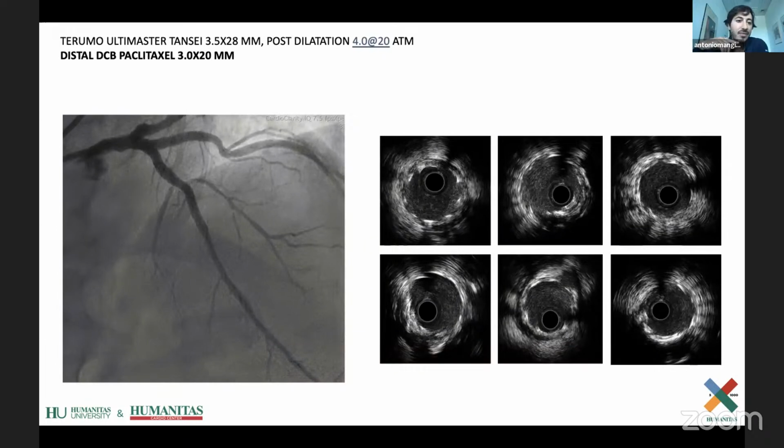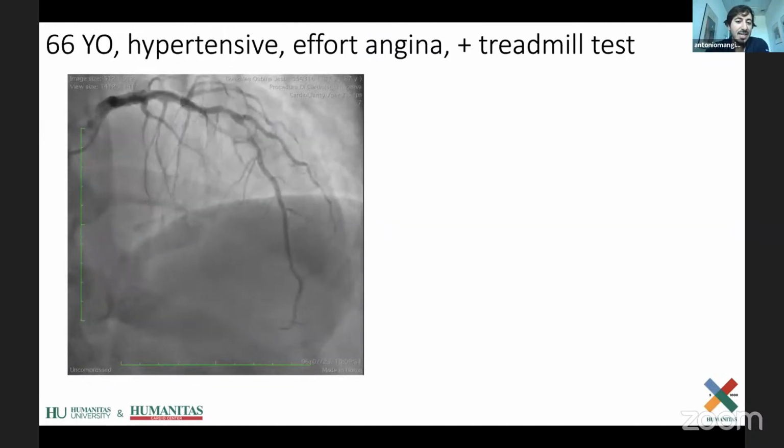So this is the final result. We did a DCB down because of a bit of mismatch between the stent and the native vessel. So we pre-dilated and we released also a 3.0 by 20 millimeter drug-coated balloon with paclitaxel. You see also at the IVUS the result. So the stent looks reasonably good in terms of expansion, and we were finally happy. The post-dilation was done with a 4.0, especially for the POT, the proximal optimization, and this was the case.